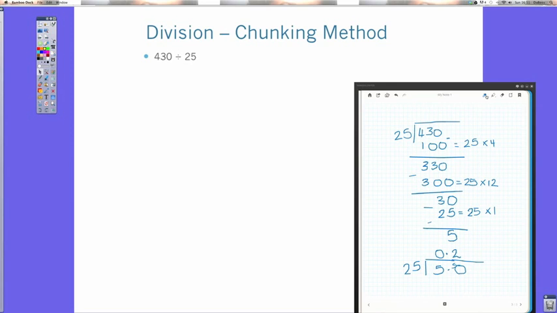So in total, we have got 4 lots of 25, 12 lots of 25, and 1. So that's going to give me the 17. And then I need to add this on as well. Okay, so that's 17 plus 0.2, which is 17.2. So the answer to 430 divided by 25 is 17.2, and you can check that on your calculator as well.